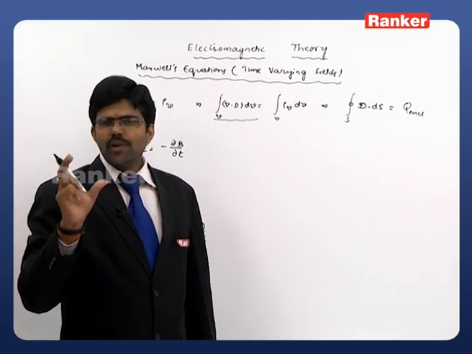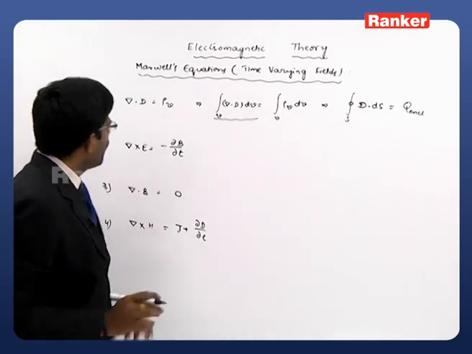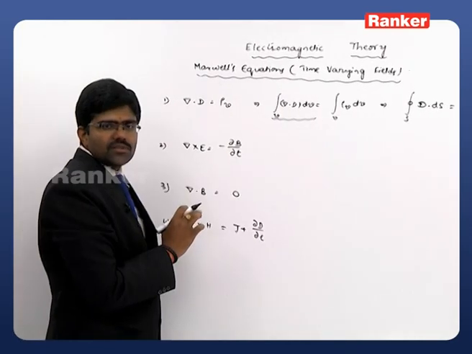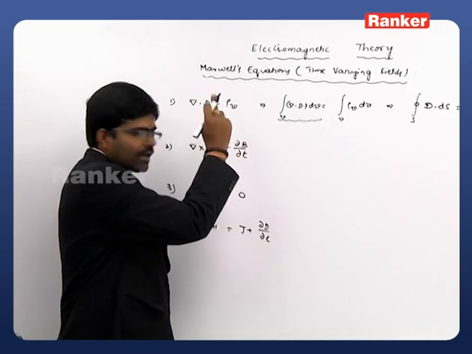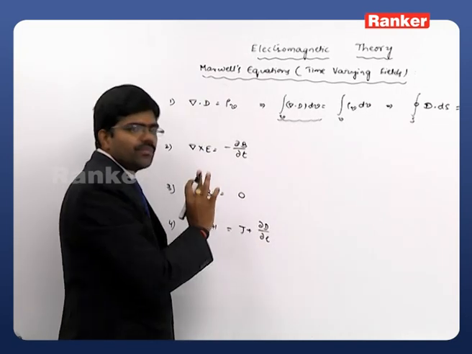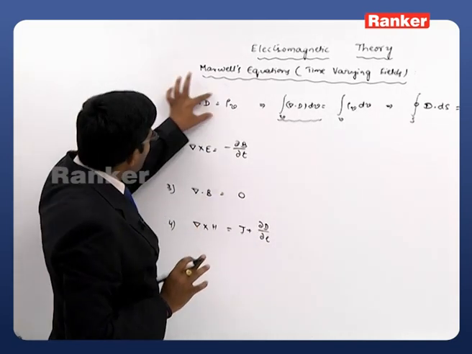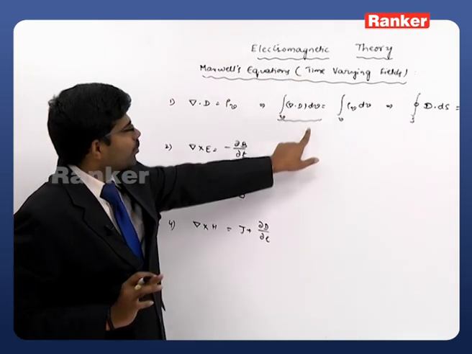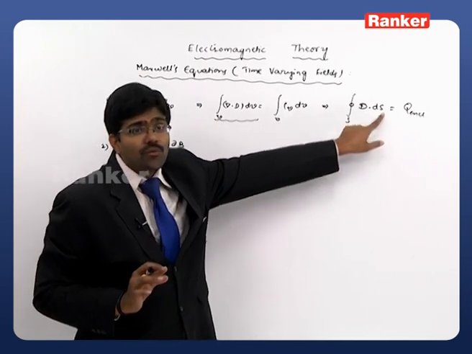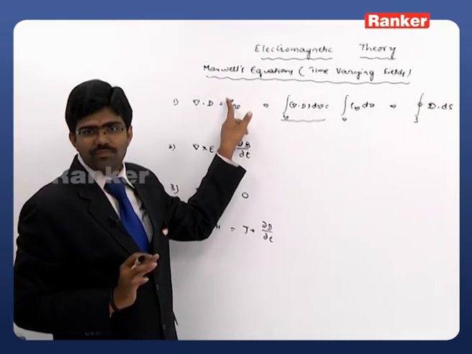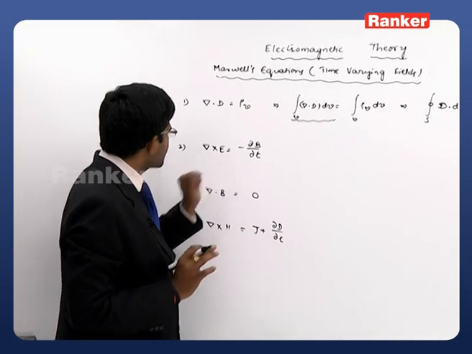Once again, simply observe what I am doing. I am taking the differential form, and remember two points. Whenever there is a divergence, apply a volume integral. Whenever there is a curl, apply a surface integral. So I have applied the volume integral on both sides, and this is the modified equation. This is said to be the integral form of this differential equation.